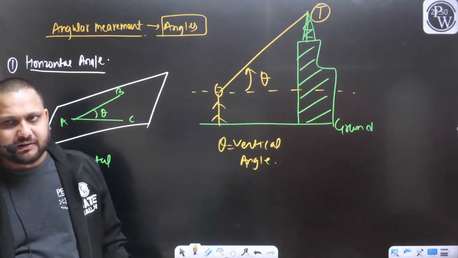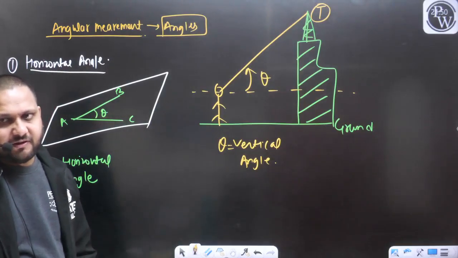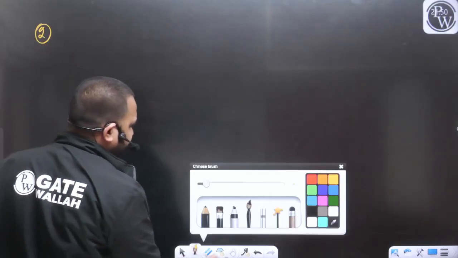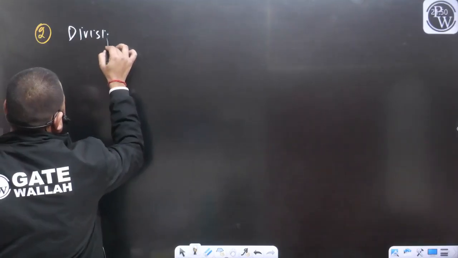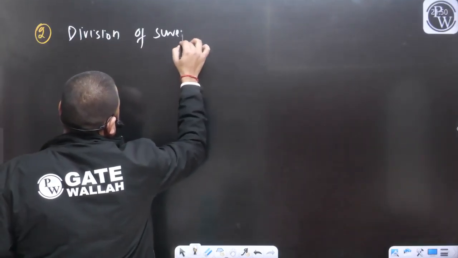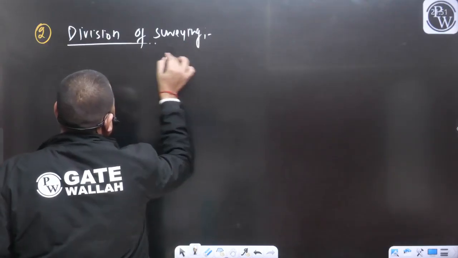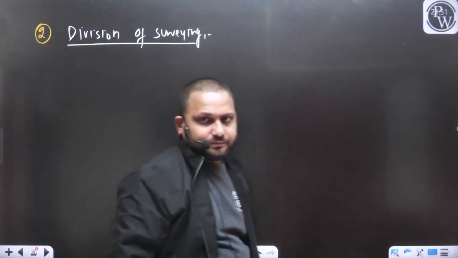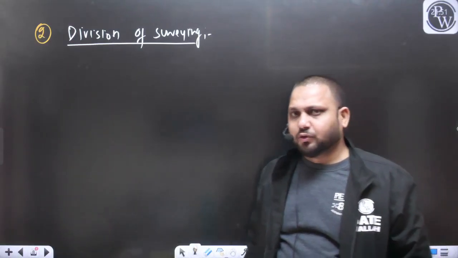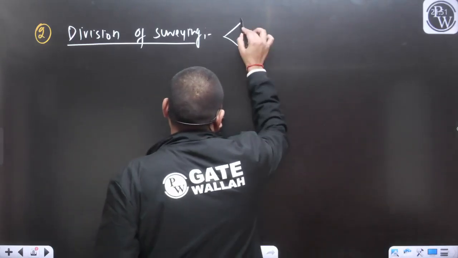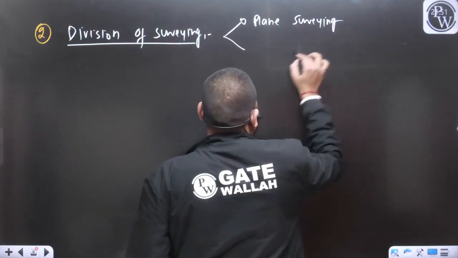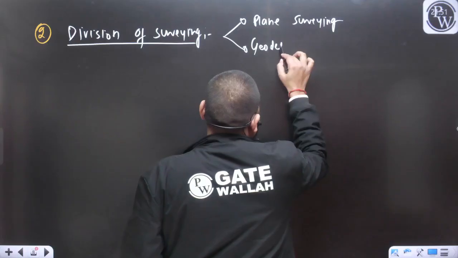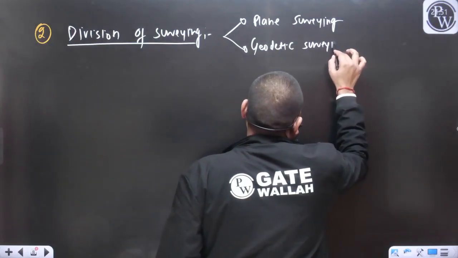So this was the first part, related to the definition of surveying. Now we are going to discuss the second part in the fundamentals of surveying, that is the division of surveying. We can divide surveying into two types. One is plane surveying and another is geodetic surveying.